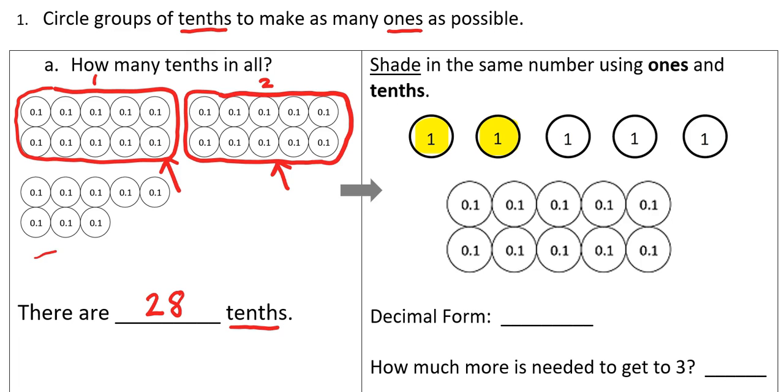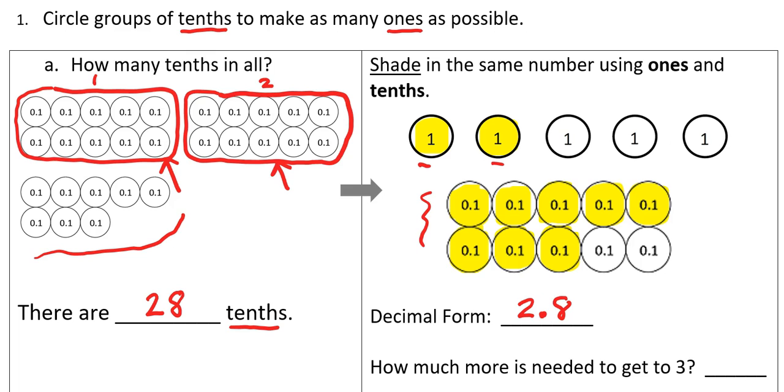Now all I have to do is show the rest of my discs in the bottom portion. So I'm going to shade in 8 tenths to finish out the number. Now my number is completely shaded in. I have 2 wholes and 8 tenths. In decimal form, I would write the 2 in the ones place, then my decimal, and the 8 in the tenths place to show 2 and 8 tenths.